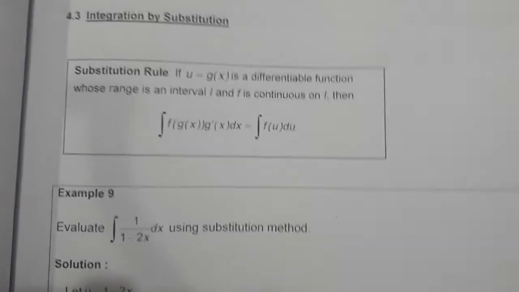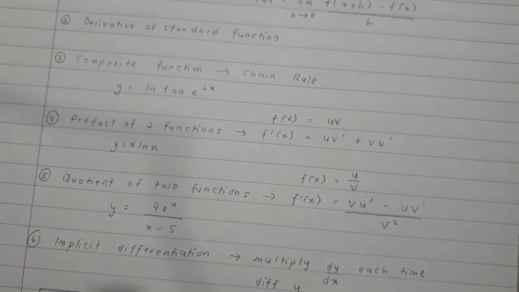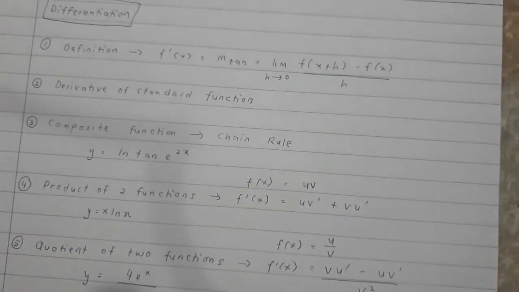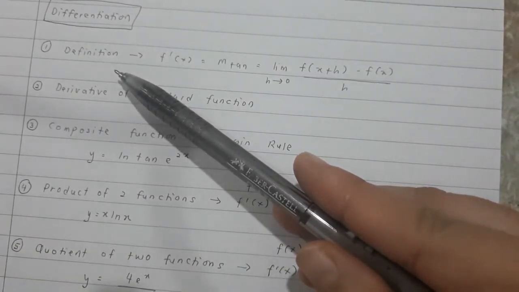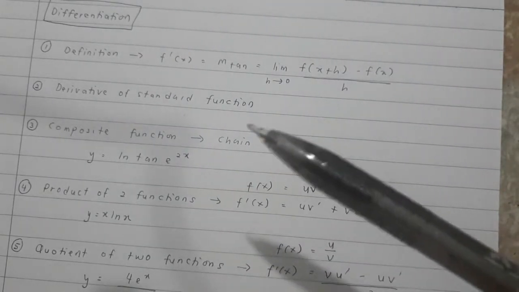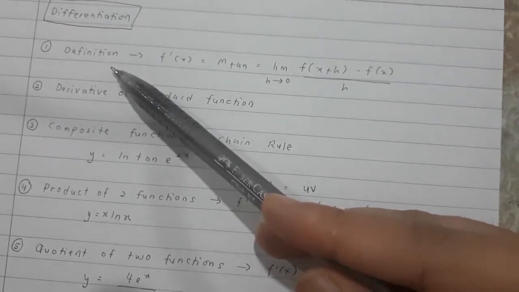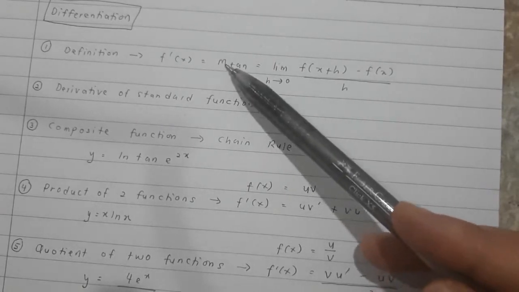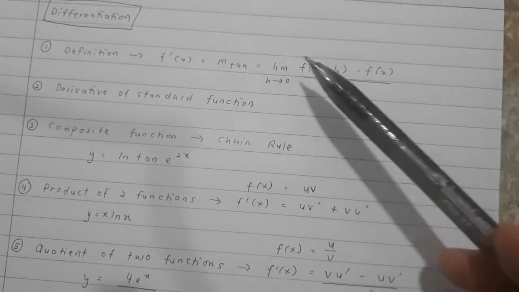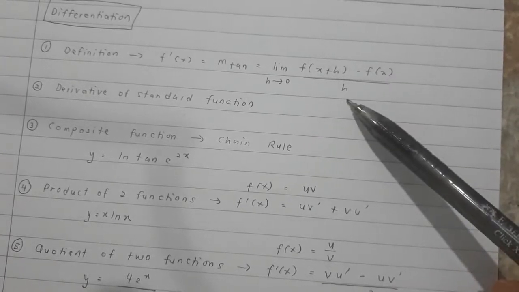Okay, let's recall what we have learned in differentiation. In differentiation, there are a few methods to solve a differentiation problem. For example, number 1, we will use the definition, if asked by the question. The definition of the derivative is f'(x) equals m tangent, or the slope of the tangent line, equals the limit as h approaches 0 of (f(x+h) minus f(x)) over h.